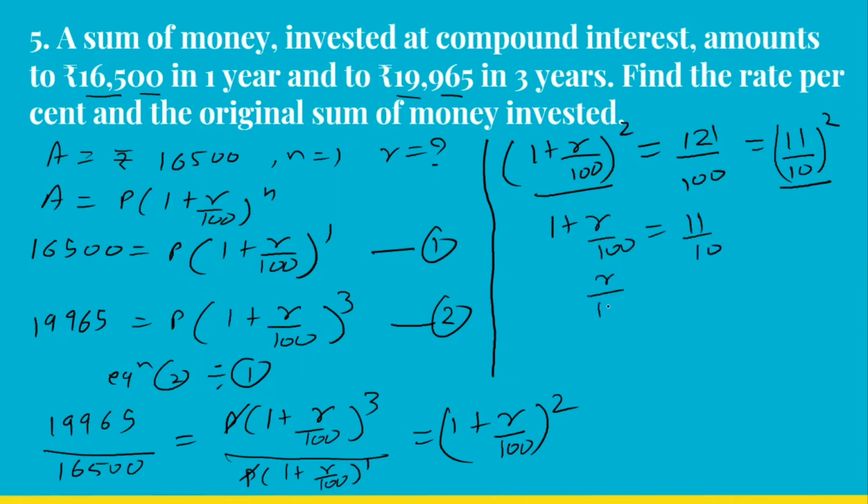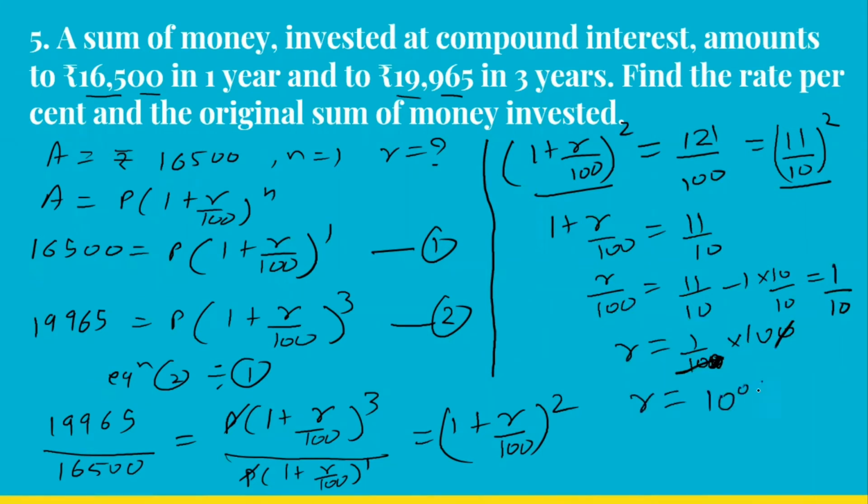So R/100 = 11/10 - 1. The LCM is 10, so we multiply and divide. 11 minus 10 is going to be 1/10. So we get R = 100 × 1/10. This 100 goes here, into 100. Simplifying this, we get the rate equal to 10% per annum. Got it? So we got the rate as 10% per annum.